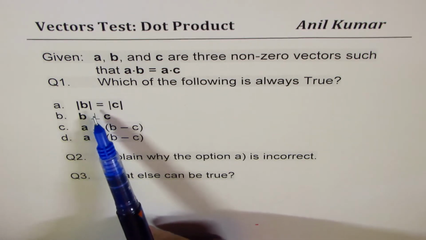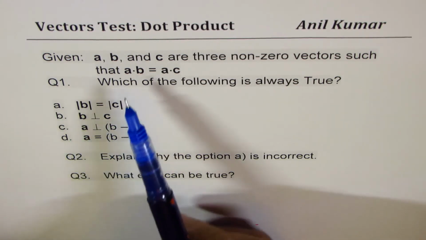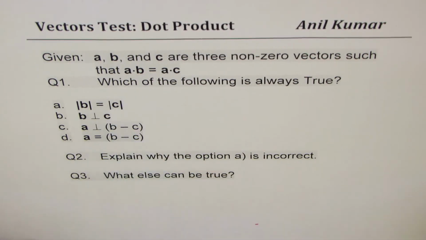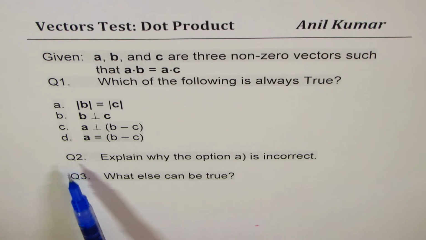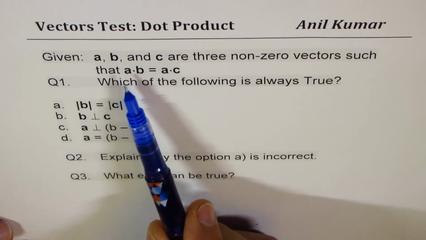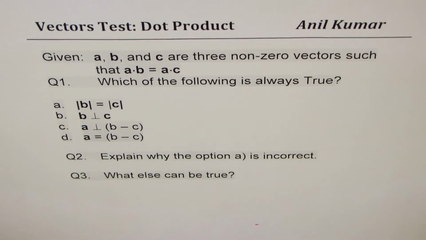I've seen most of the students answering the very first one, that if A dot B equals A dot C, then the magnitude of B and C are equal, which is absolutely incorrect. So, a hint: question number 2 is explain why option A is incorrect. And question number 3 is what else can be true? Of course, one of these options is true, but what else could be true about A dot B equals A dot C? That makes it very interesting, and that will help us understand dot products better and move on to a few challenging questions on dot product.